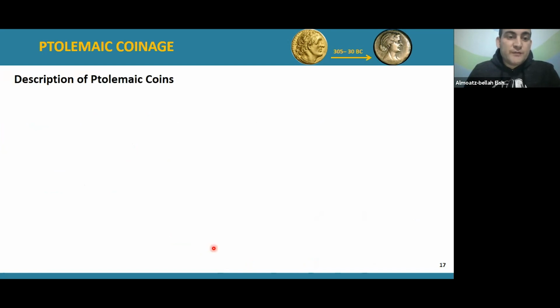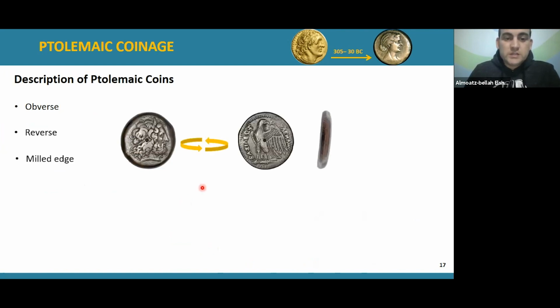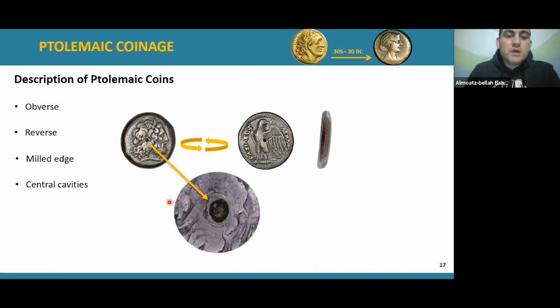For the description of Ptolemaic coins: obverse and reverse, milled edge and central cavities. And here also you can see clearly the central cavity under a digital microscope.